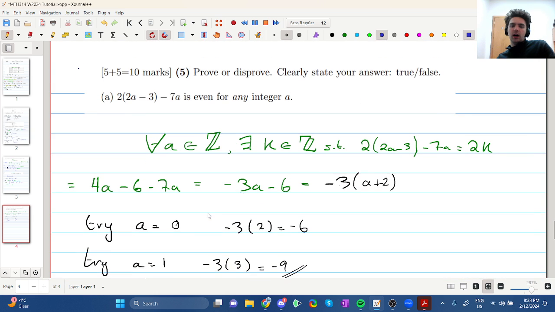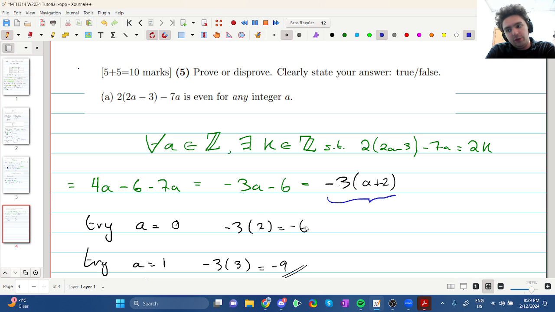So it could be both even and odd? Well, the parity, the even and oddness of this expression, depends on a. It's not always even, it's not always odd. It just depends on a. So it's not that it's both. It's just that we don't know until we plug in a.